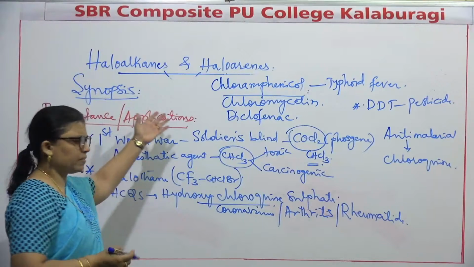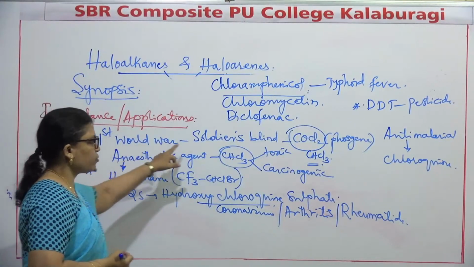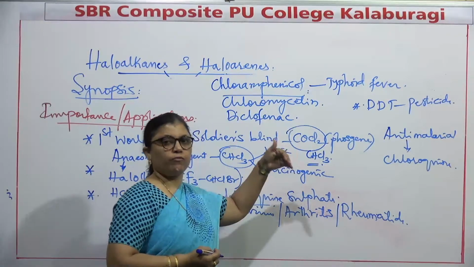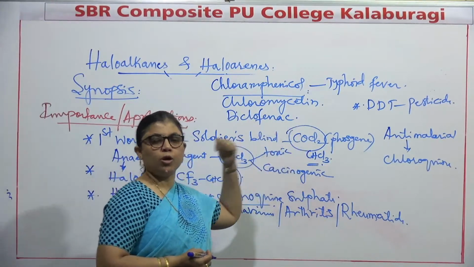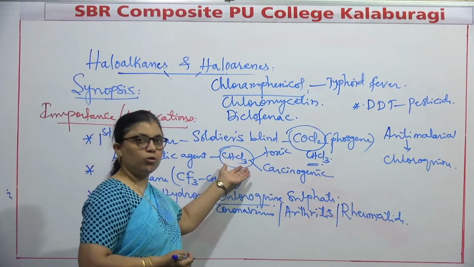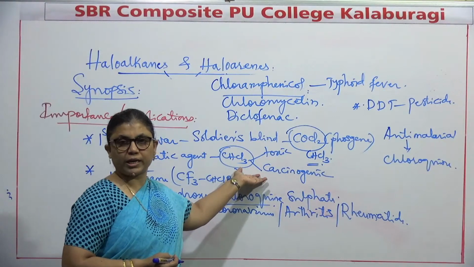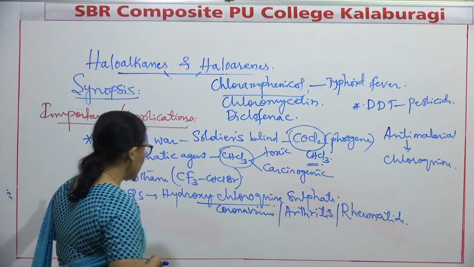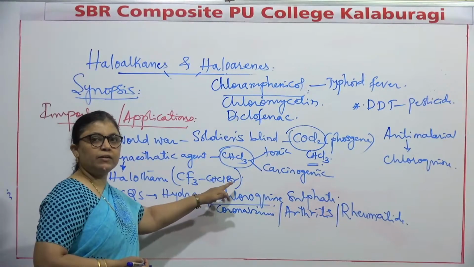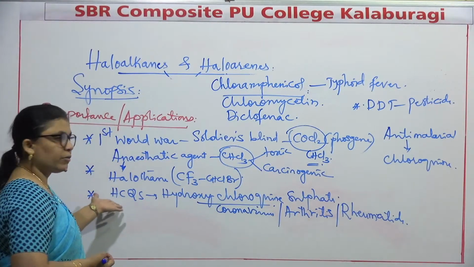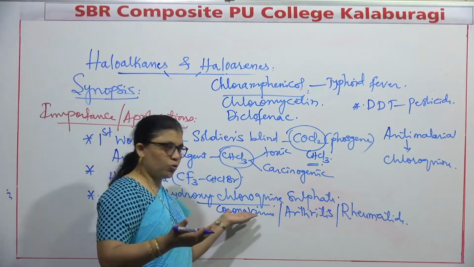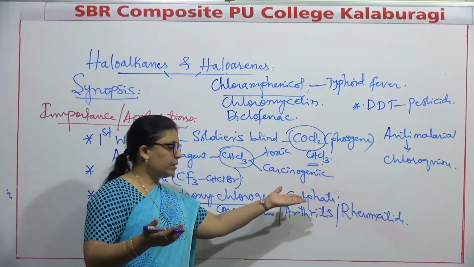Just in 1 minute I'll summarize. During the First World War, we used phosgene, which is prepared from chloroform, because chloroform on oxidation is converted into phosgene. Earlier they used to prefer chloroform as an anesthetic agent, but chloroform is highly toxic and carcinogenic in nature. That's why it has been replaced by halothane. What is halothane? CF3CHClBr. Then we went with HCQS, which is used for the treatment of coronavirus; it is an arthritic drug and a rheumatic drug.